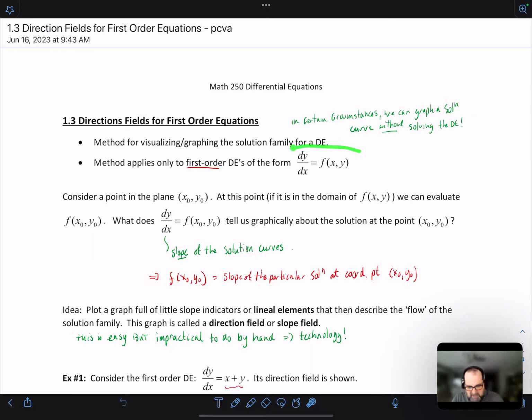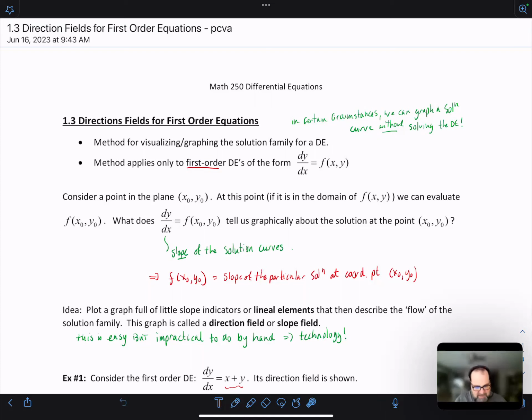And again, it is convenient here to consider our first order DE in what we used to call normal form, where it is solved for dy dx. So if we have a generic first order DE solved for dy dx, then on the other side, we have a function, or an expression involving x's and y's at most.